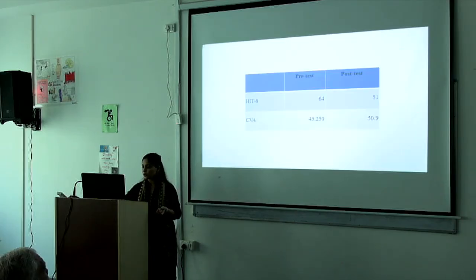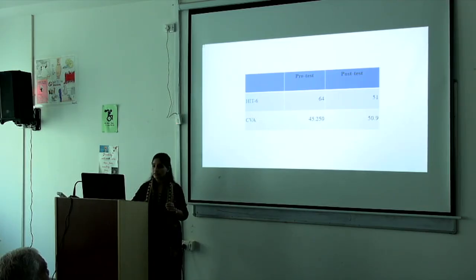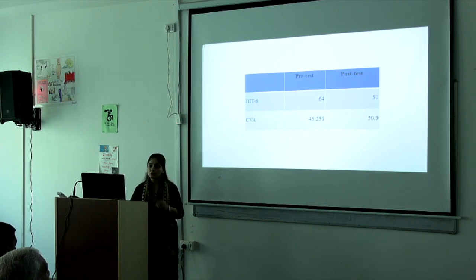So according to the results, the HIT-6 pre-test reading for the patient was 64, and post-test it was 51. And CVA was initially, when the patient came to me, 45.25, and post-test it got to 50.9.